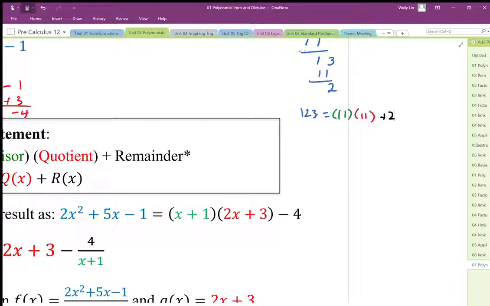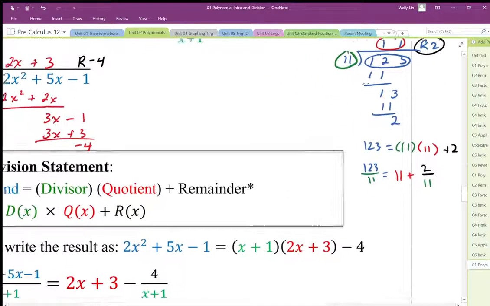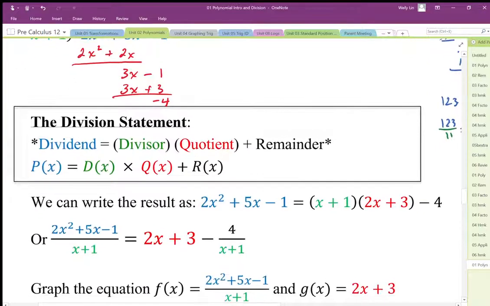And I'll just show you what this looks like here. In this form, when I divide 11 into 123, my answer is 11 plus my remainder 2 over the divisor 11. Okay, so that's the answer to the division. This is like the fractions we did in grade 8: 123 over 11 gives me 11 and 2/11. So this is the division form of the division statement. I would highly recommend that we try to stick with this because it's much easier to use.